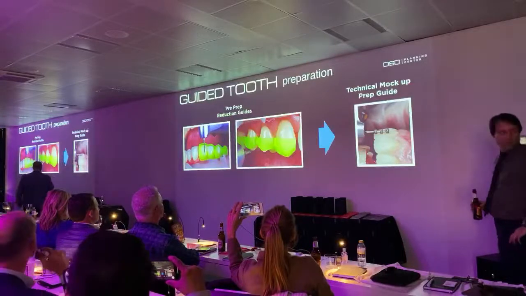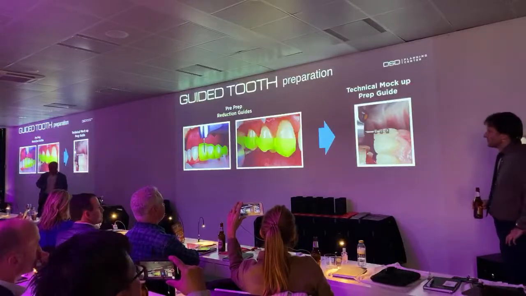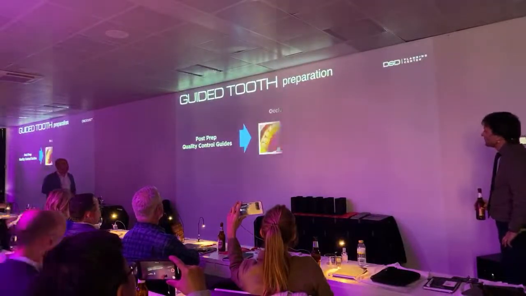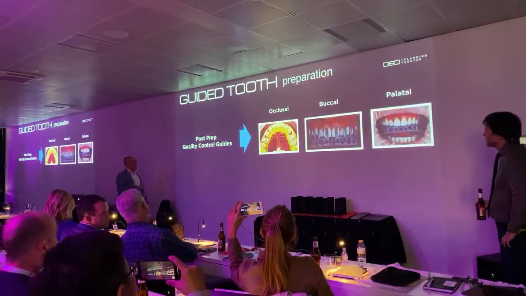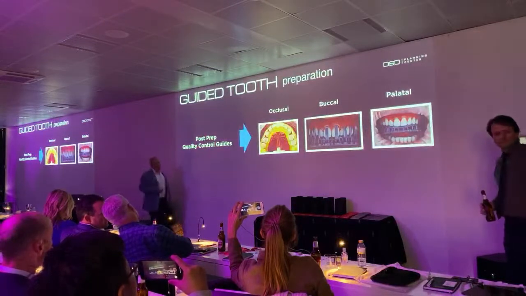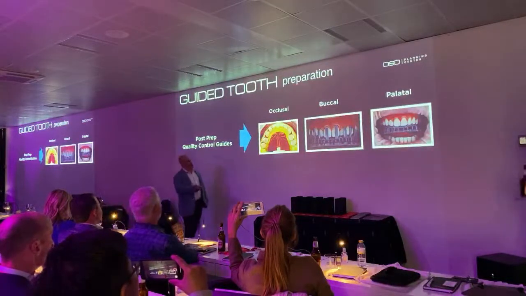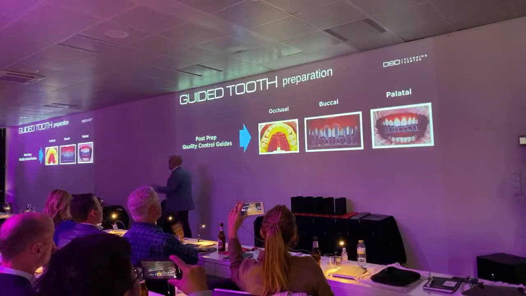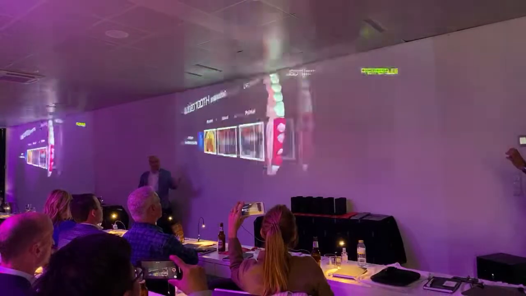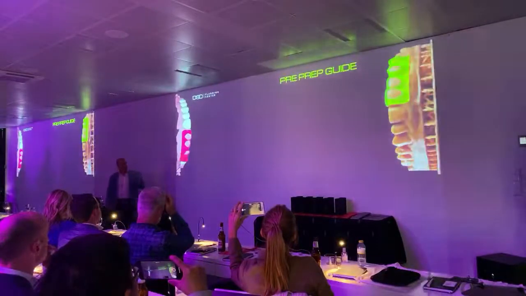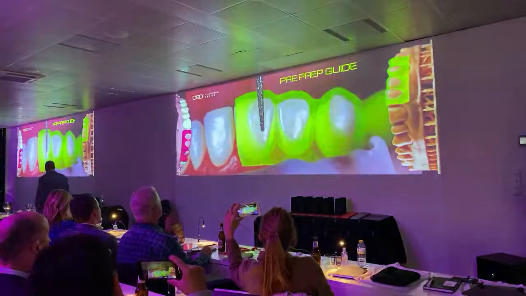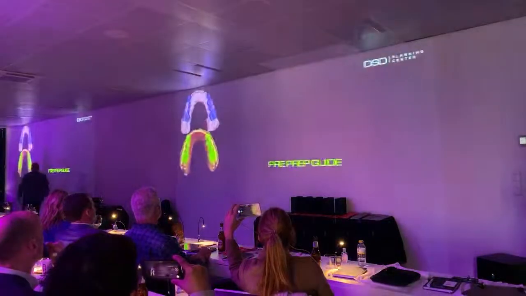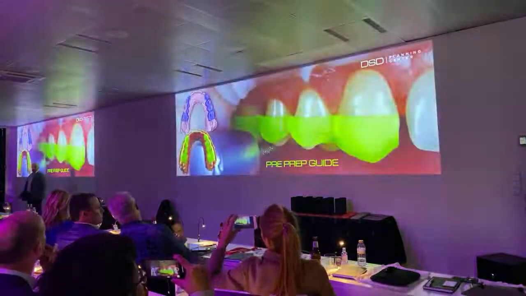It's different from the motivational mock-up, right? After you prep through the mock-up, you can use the other guides, the post-prep quality control guides, occlusal, buccal, and palatal, just to see if you have enough space for the ceramics. I will show better here. So, the first guides are the pre-prep guide, buccal, and cuspids.